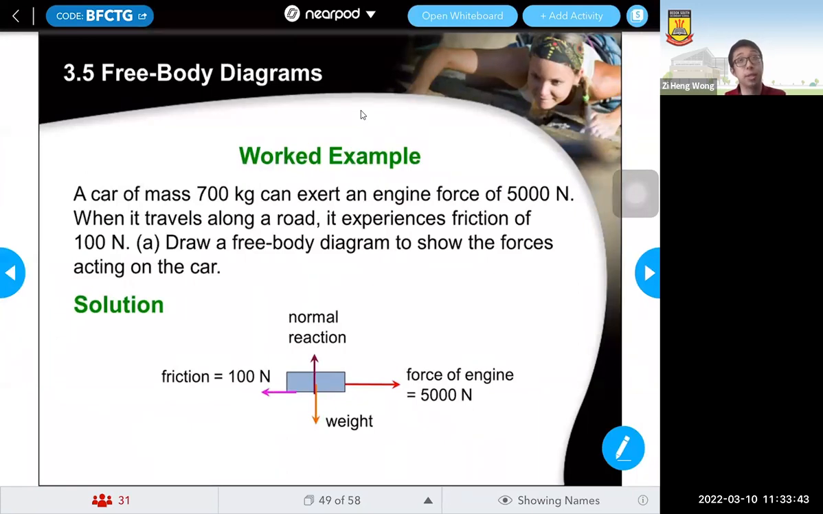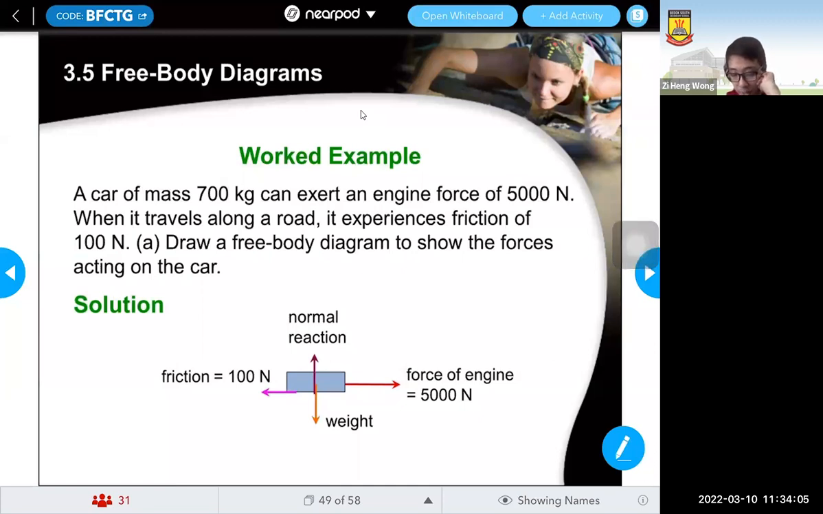Another example, this example was to draw a free body diagram first. So they tell you what are the forces that are on it. There's your engine force, 5,000 newtons to the right. Friction, make sure you draw along the surface. Weight, draw from the center. Normal reaction draws from the bottom, in the center and goes upward.